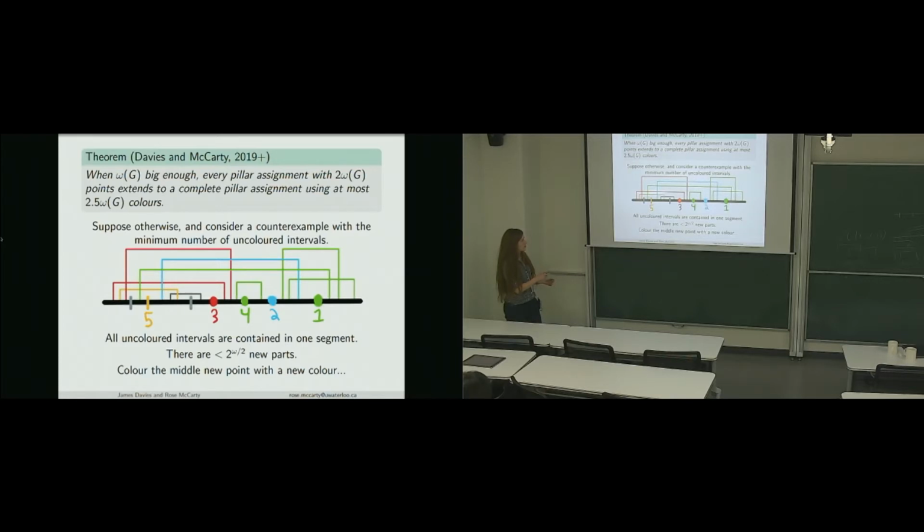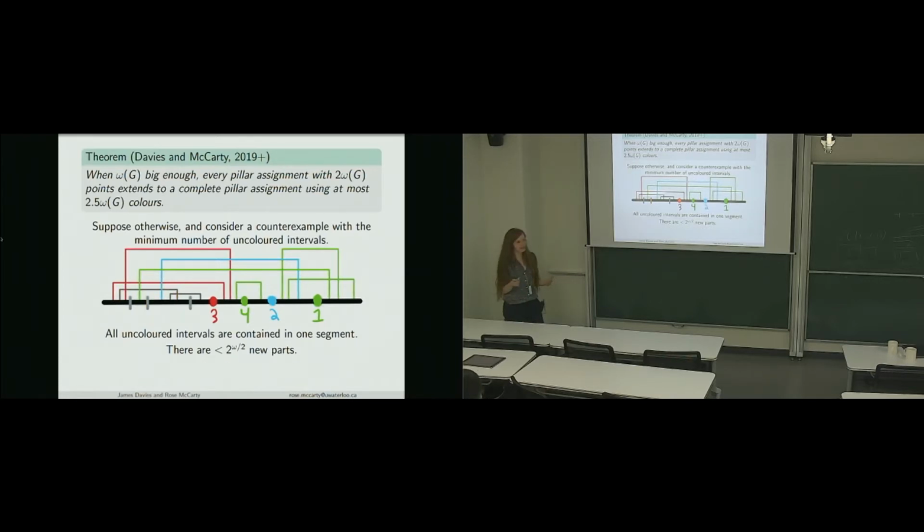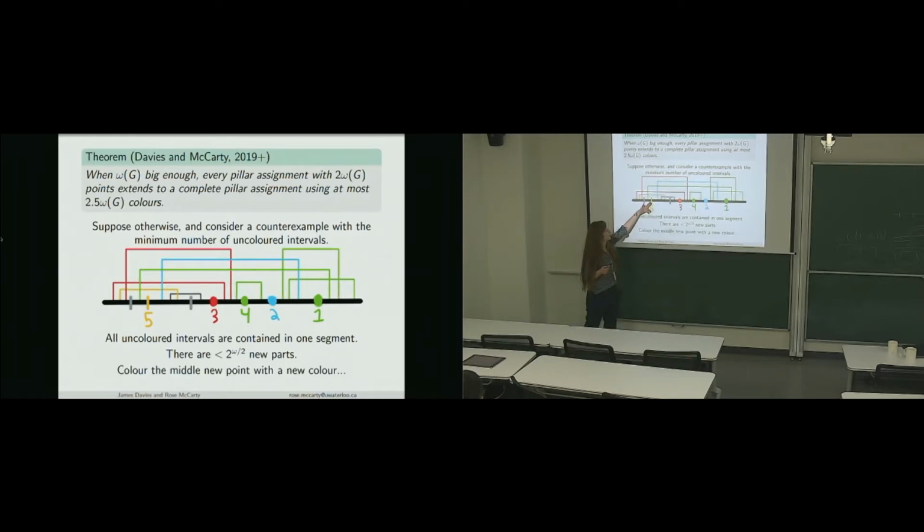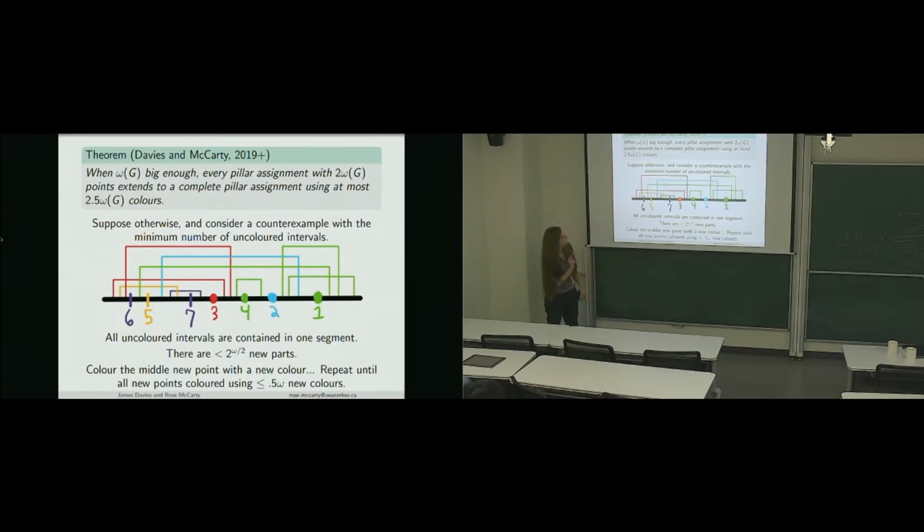So now here's where we're going to get in a log factor. We're going to take the middle point that's new and color it with a new color. Remember, we have a little bit of room. We've got 0.5 omega new colors to deal with. And then do this again recursively. So on the left side, take the middle point and color it with a new color. And on the right side, take the middle point and color it with the same new color. So something like this. And just repeat this process until all new points are colored. And we will have used at most 0.5 omega new colors from the 2 to the omega over 2.